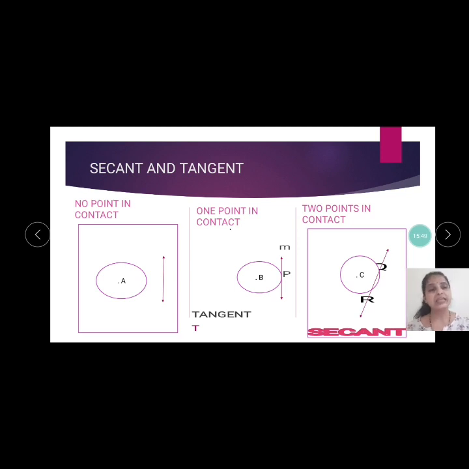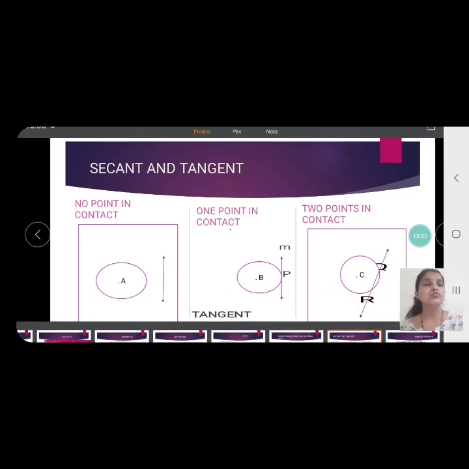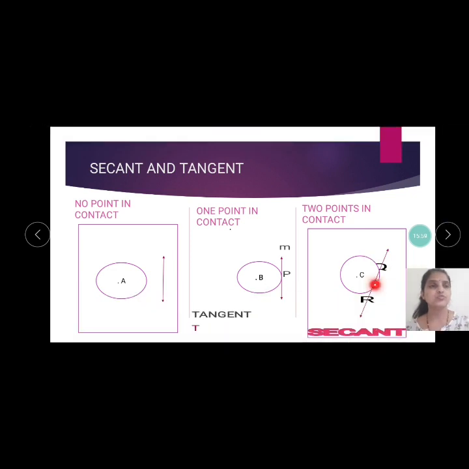Second one, tangent is clear. Second is secant. When the line is passing through 2 points, that is point Q and point R, such lines are known as secant. What are they known as? Secant. A line which intersects the circle at 2 points is known as secant to the circle.